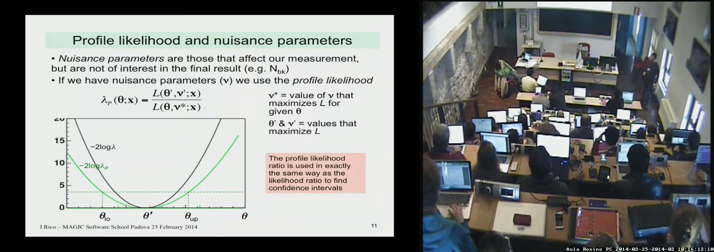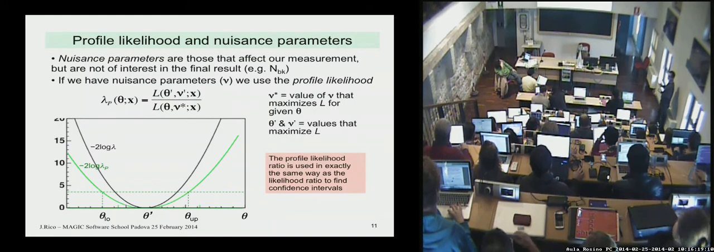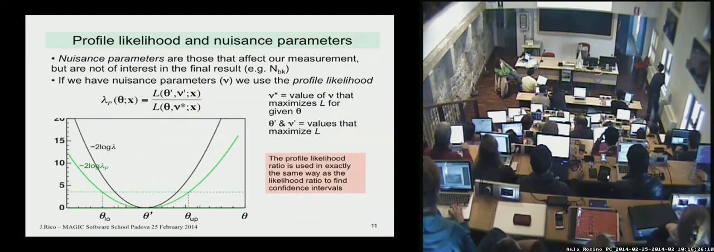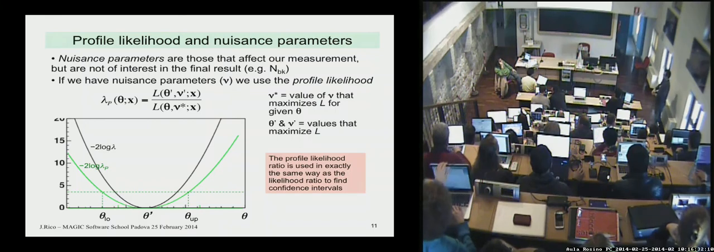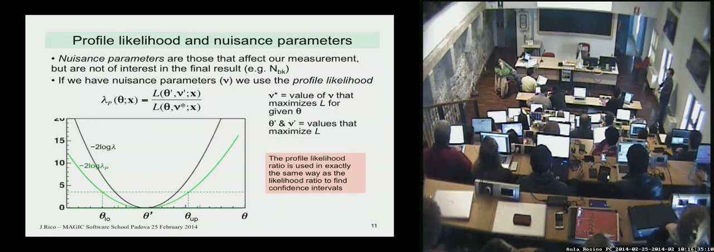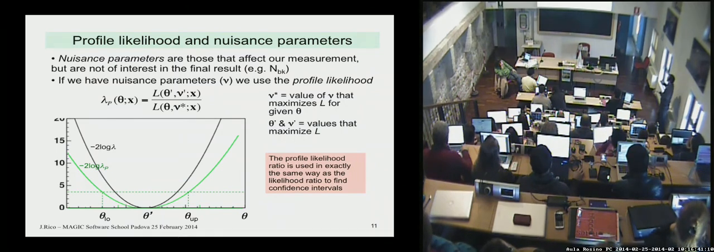Now, what happens if we have nuisance parameters? And first of all, what are nuisance parameters? Well, those are parameters which affect our measurement, but in principle we are not interested in determining. For example, in the MAGIC case, we have the number of background events. The number of background events affects our measurement very much, but we don't care what the value is. We care because we want to extract the number of gamma ray events, but not because we are really interested. We could, but we are not.